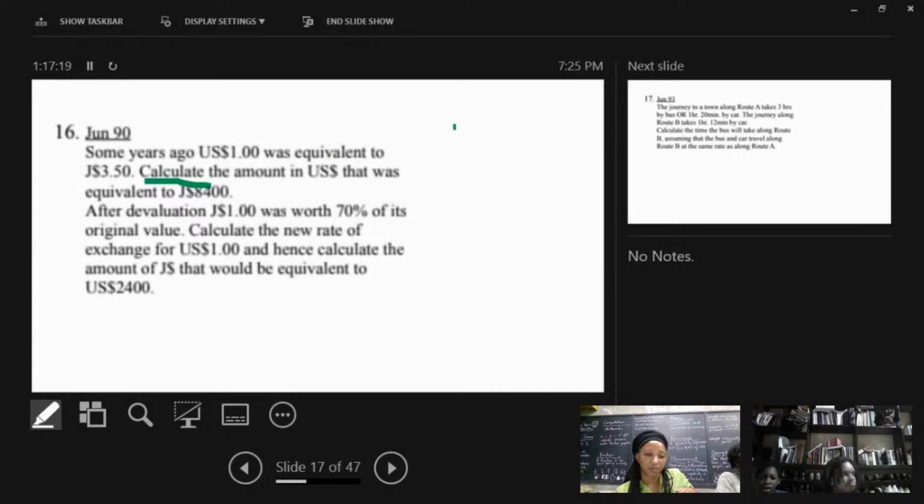Calculate the amount in US dollars. It should be 8,400 divided by the $3.50. That means it's 2,400. So that's how much it was worth.